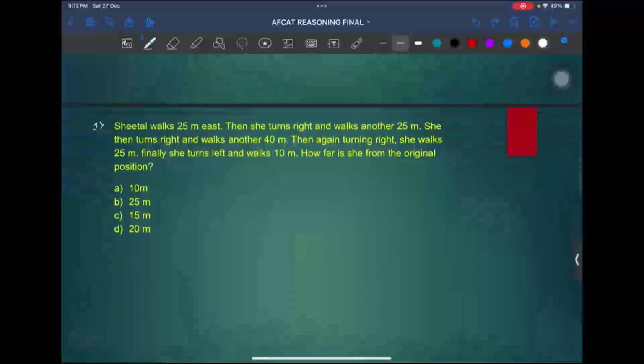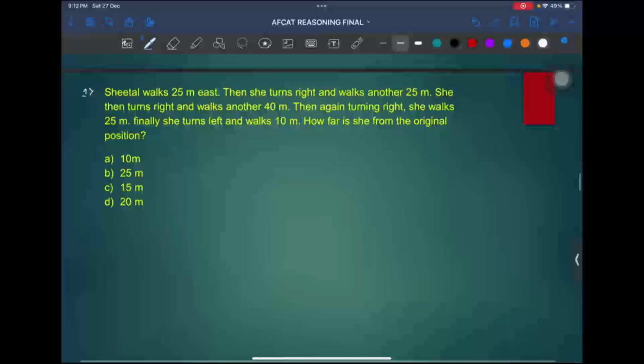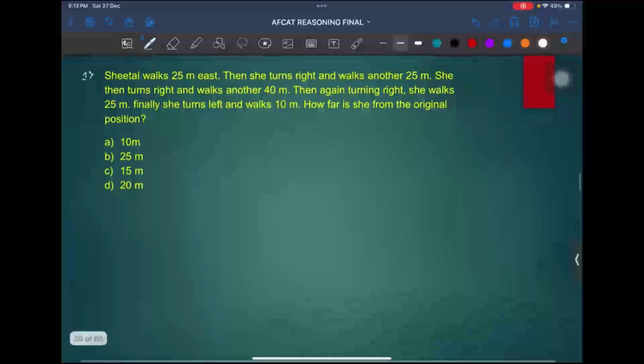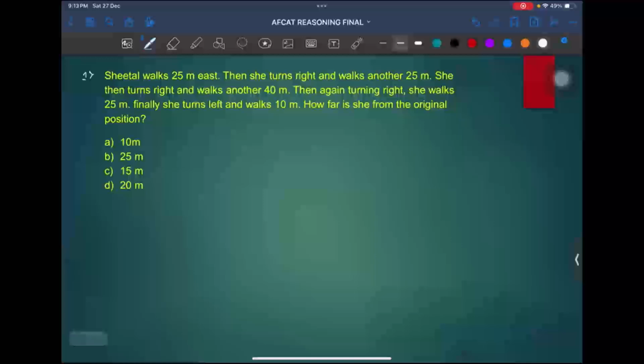I'll try to solve the first question for you guys, and I'll give you the next question so that you can solve it and try to answer. First, let us take the first question. Let us read the question. Sheetal walks 25 meters towards east, then she turns towards right and walks another 25 meters.